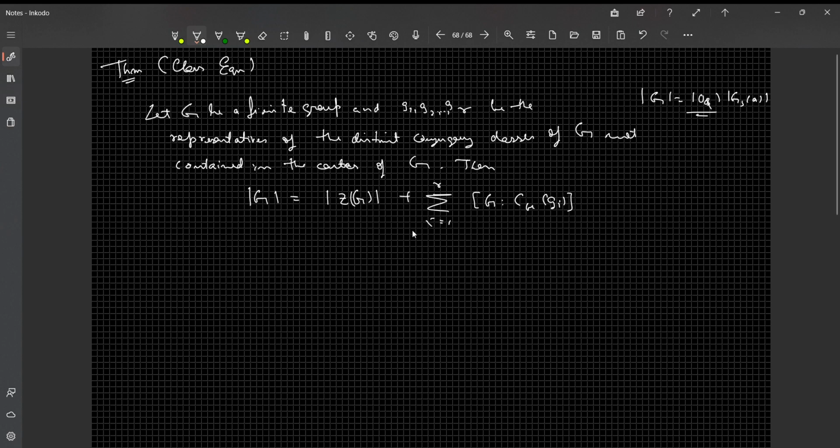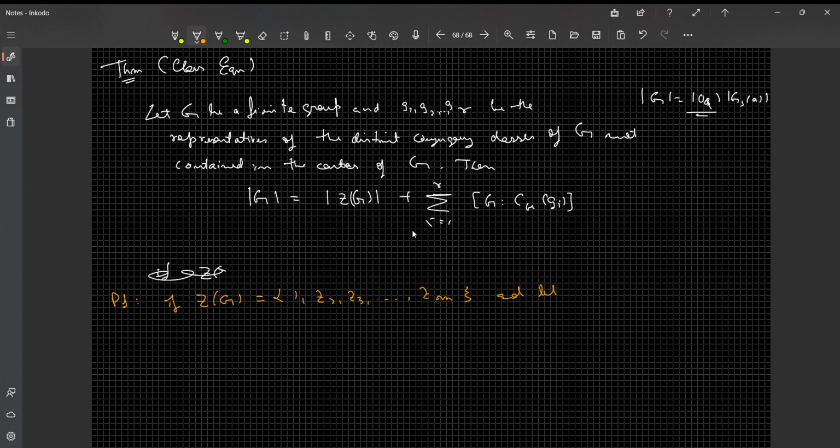How do we prove this? The proof is fairly simple because we know that the elements in the center of G have singleton conjugacy classes, so their orders are all 1, right? We can write it like this. Let's say if Z(G) contains the elements 1, z2, z3, so z1 is basically considered to be 1, till some zm.